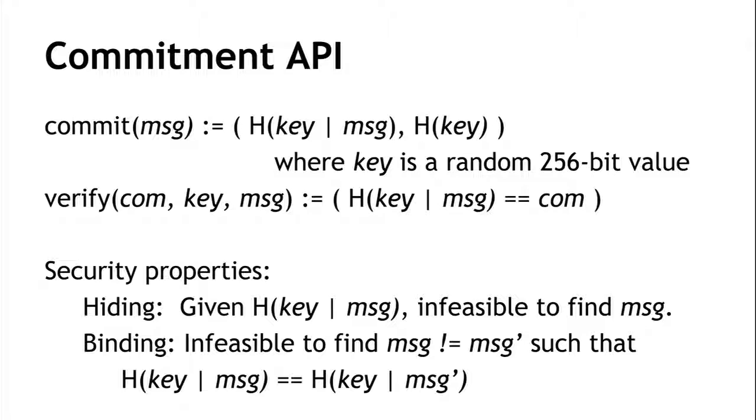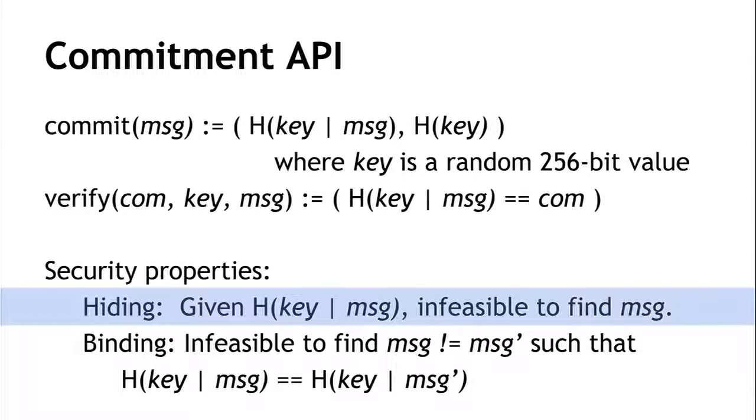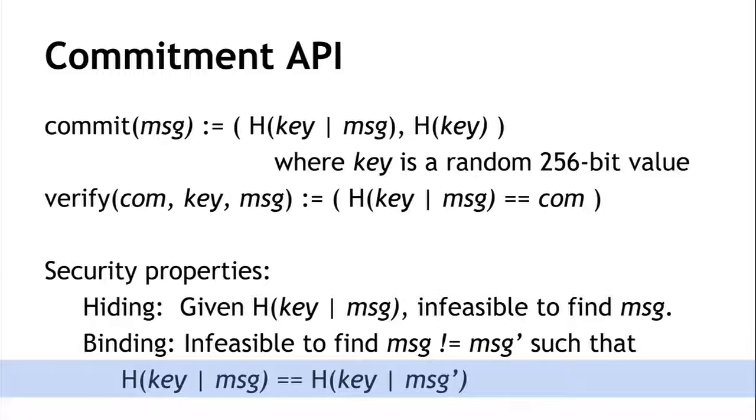So now the security properties, if we go down to the security properties that were at the bottom of the previous slide, and we just plug in the definitions of how we're going to implement this here, that is, this used to say COM, given COM, infeasible to find message, we just plug in what COM is. COM is the hash of key concatenated with message. And similarly down here, this is what happens when we take what was written there before and plug in the definition of verify and COM. Okay, so now what these properties become, the first one is given H of key concatenated with message, it's infeasible to find message. Well, it turns out that that's exactly the hiding property that we talked about before.